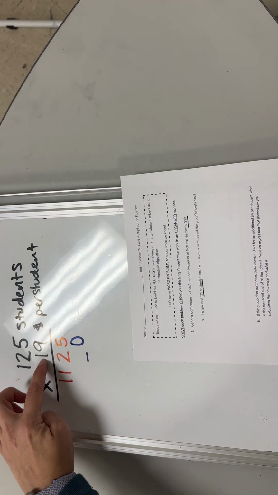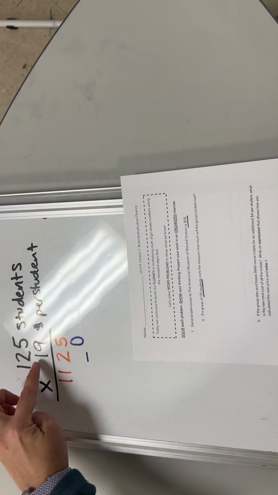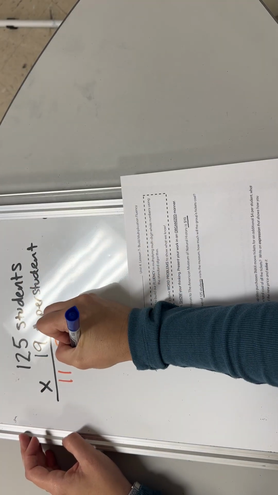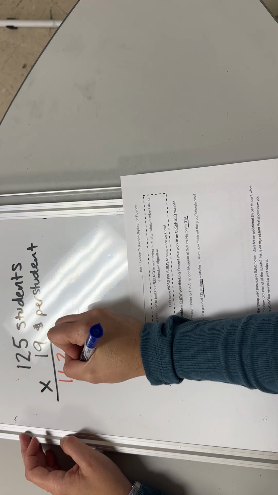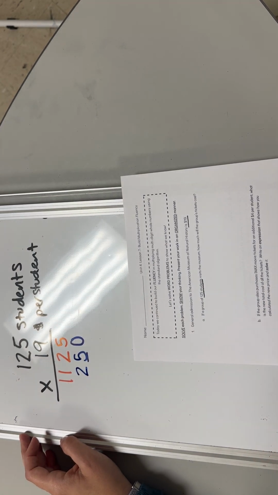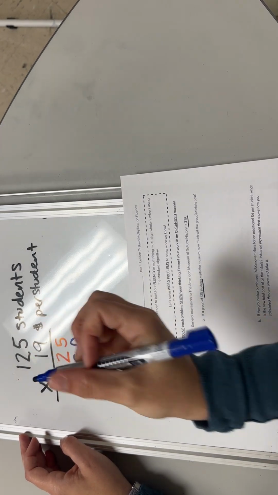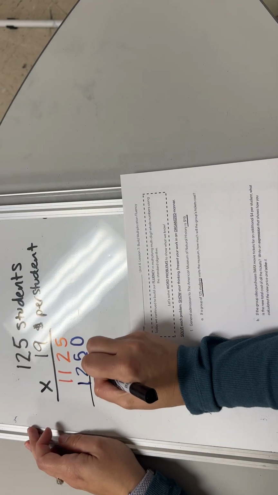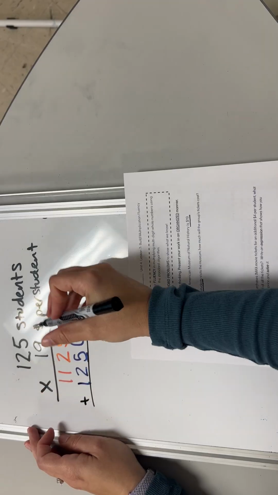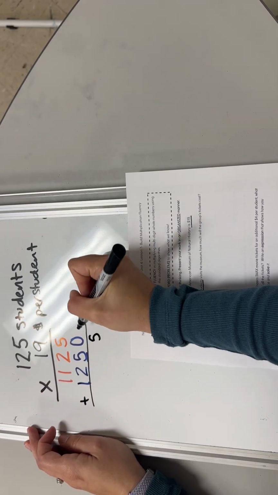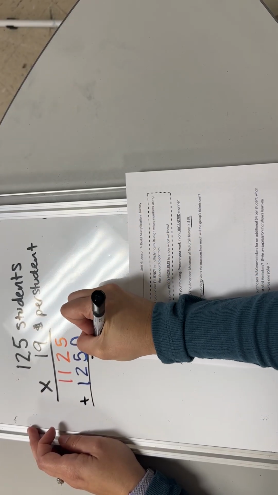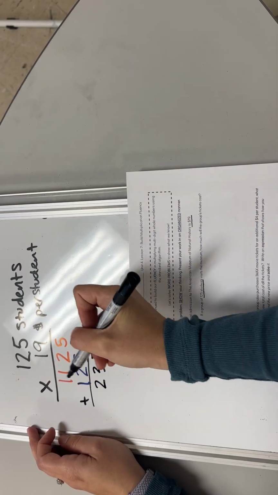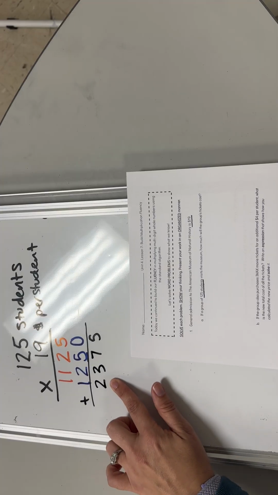And now I can just treat this like a 1 and do 1 times 5, 1 times 2, and 1 times 1. Starting with 1 times 5, I get 5. 1 times 2 is 2, and 1 times 1 is 1. Now that I have both of these partial products, I can go ahead and add them together. 5 and 0 is 5, 2 and 5 is 7, 1 and 2 is 3, and 1 and 1 is 2.